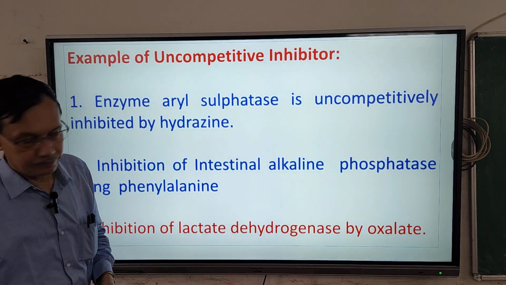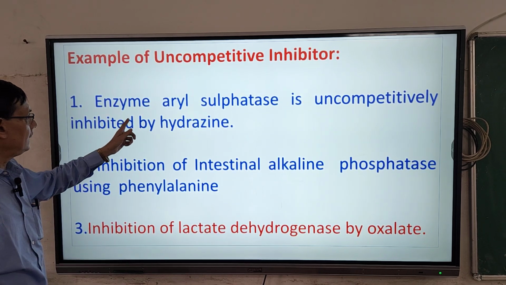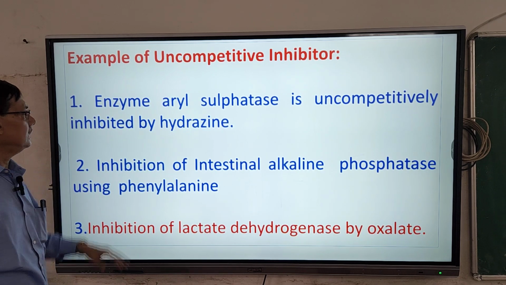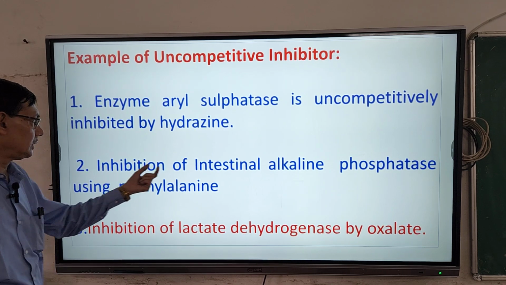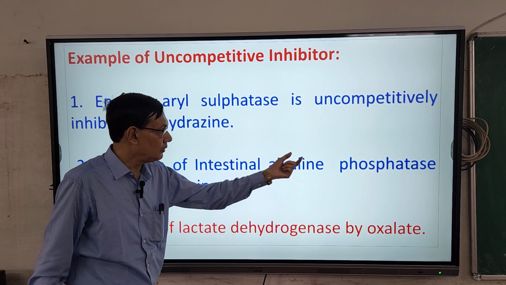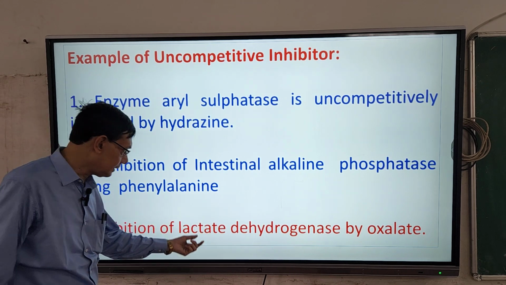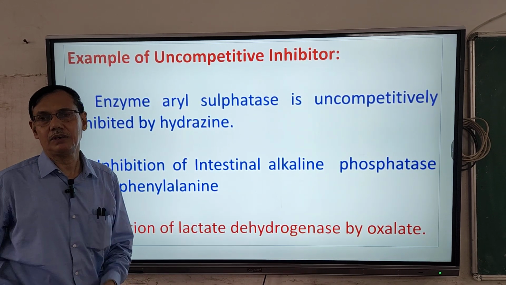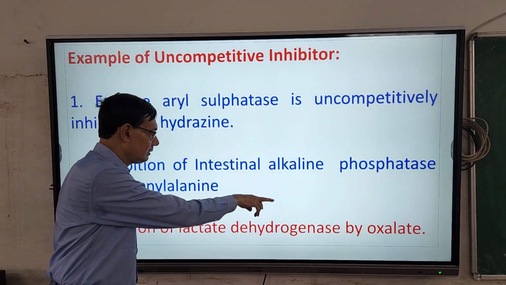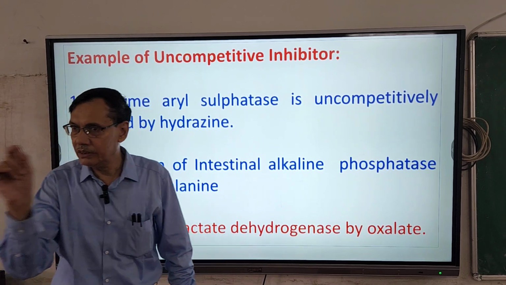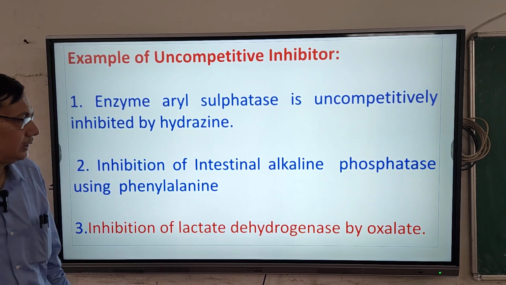And the example of uncompetitive inhibitors, again, is available in most of the books. Enzyme aryl sulfatase is inhibited by hydrazine. Second example is inhibition of intestinal alkaline phosphatase using phenylalanine, and inhibition of lactate dehydrogenase by oxalate. Sometimes in a multiple choice question they give the inhibition of lactate dehydrogenase by oxalate as an example of competitive inhibition, uncompetitive inhibition and non-competitive inhibition, like that. This type of possibilities are there.